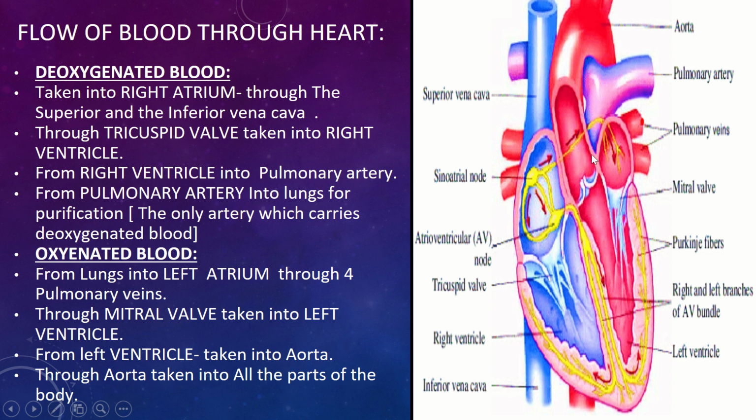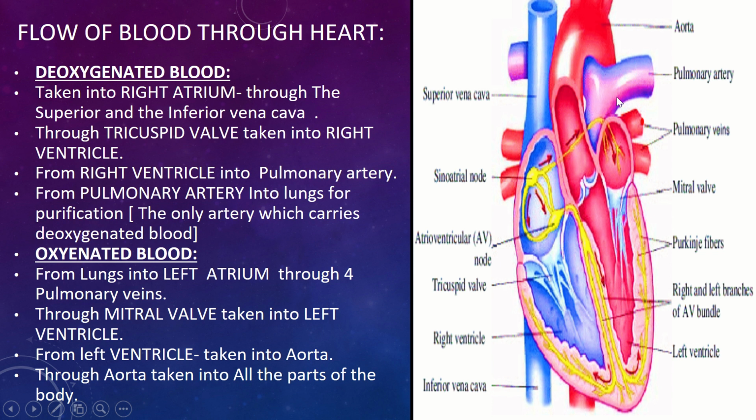The aorta is the biggest blood vessel, which takes the oxygenated blood, because the body needs oxygenated blood to survive, to function in everything. So what happens in the left ventricle? This oxygenated blood is carried to all the parts of the body through this aorta. Okay, so this is the difference between the deoxygenated and the oxygenated blood. The left side consists of the oxygenated and the right side consists of the deoxygenated blood.